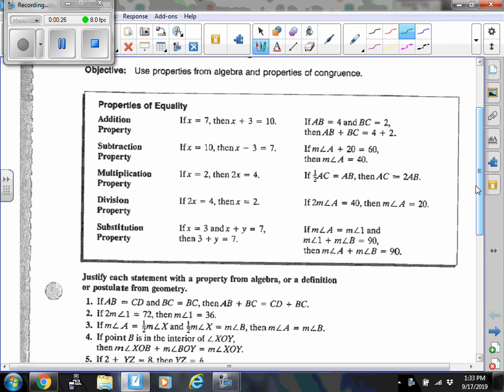A common one, just for example, is addition. One of the properties of equality is you've got x equals 7, where you can add 3 to both sides. Well, that's just the addition property. Again, here's another example of subtraction. X equals 10. I can subtract 3, which means I have to subtract 3 on the other side. That goes for multiplication and division.